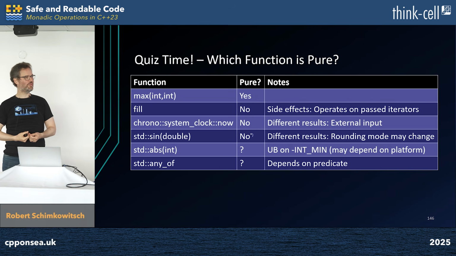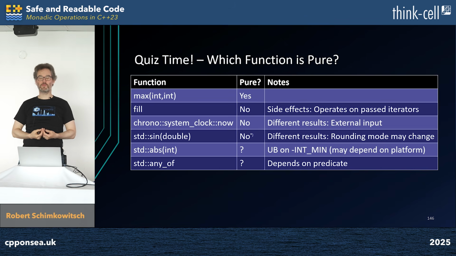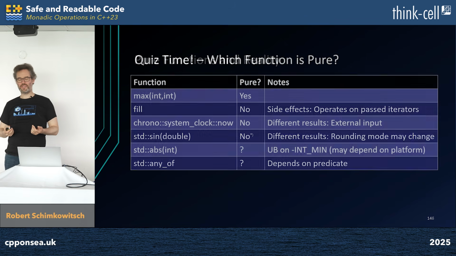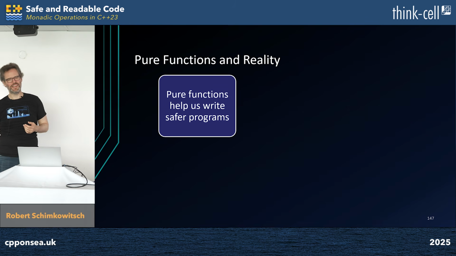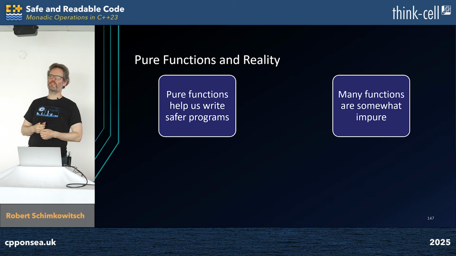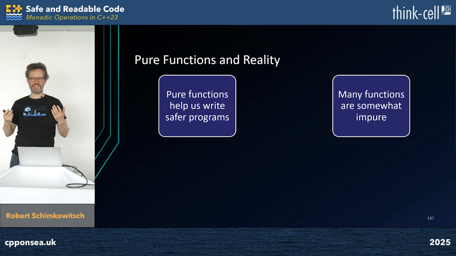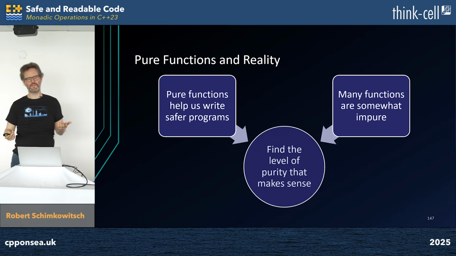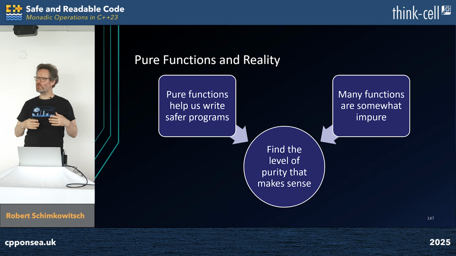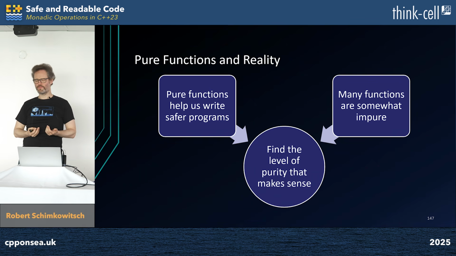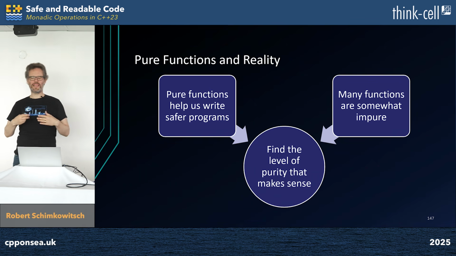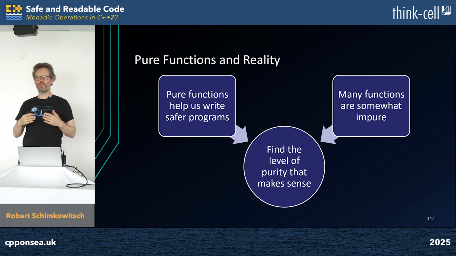It's not a black and white issue in many cases. There's a lot of gray areas here. So while pure functions help us write safer code, there are different degrees of purity. And I take a very pragmatic approach to that. I try to make the functions as pure as is reasonable in the place where I want to use them. This typically improves safety at a reasonable cost.